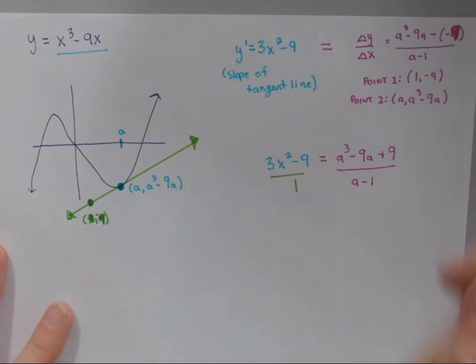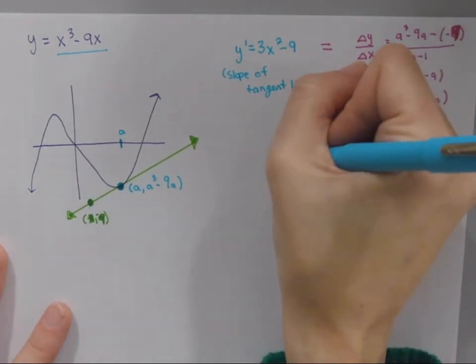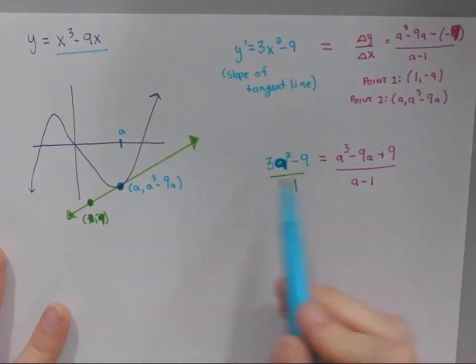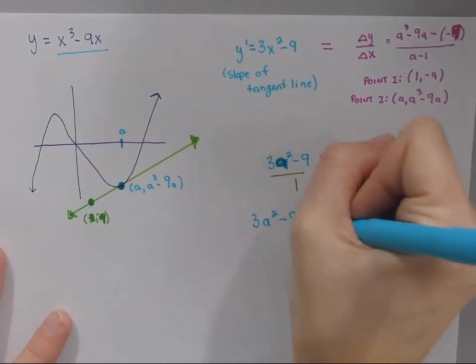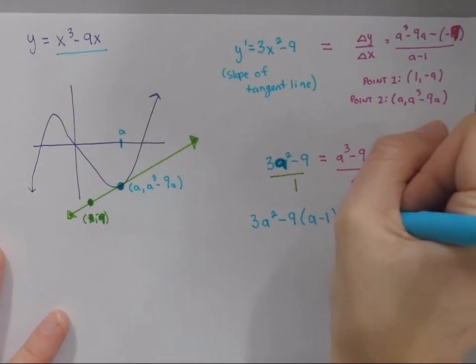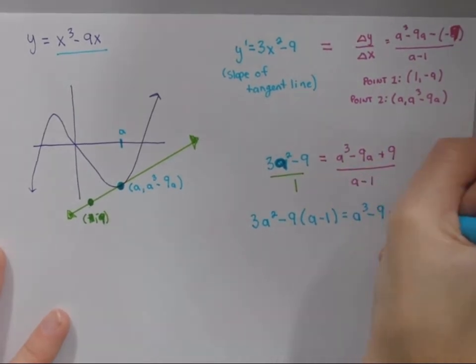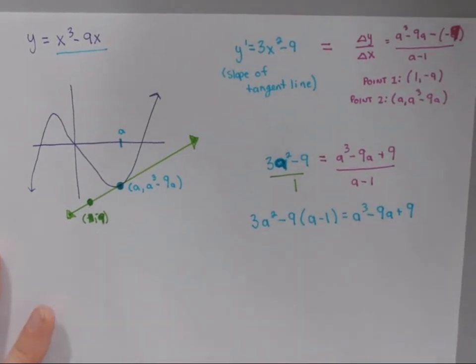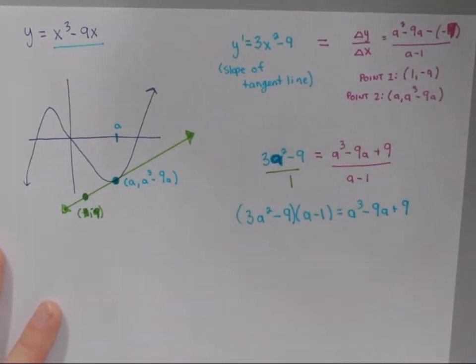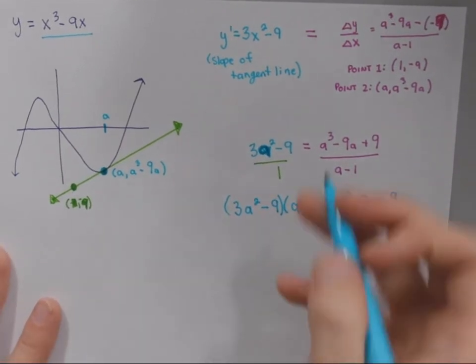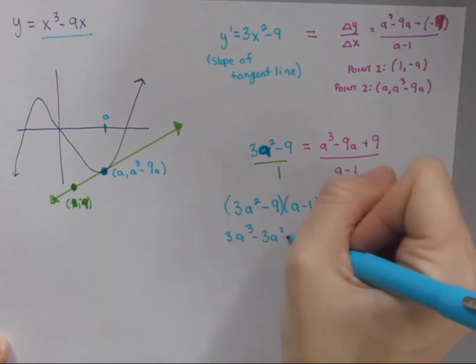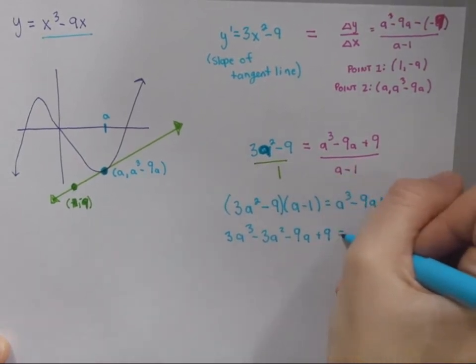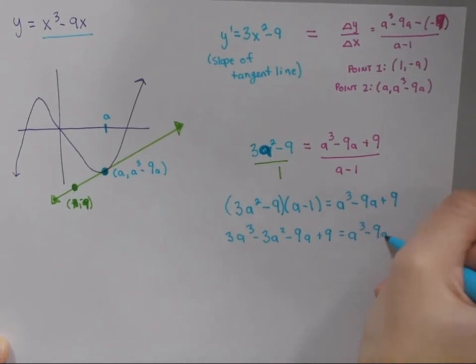And let me backtrack a little bit. We're going to end up plugging in a for x into both of these. So now we're solving for a. So this becomes 3a squared minus 9 times a minus 1 equal to a to the third minus 9a plus 9. We might have to FOIL that left piece. So we end up with 3a to the third minus 3a squared minus 9a plus 9 is equal to a to the third minus 9a plus 9.